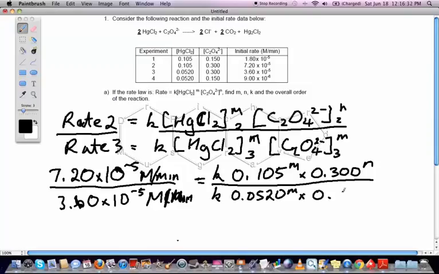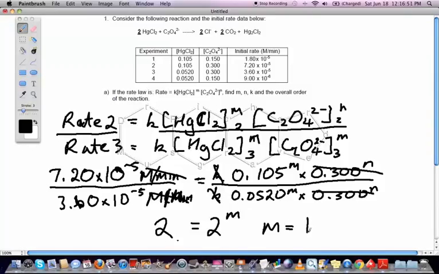And you can see that these two values are going to end up cancelling. K's will end up cancelling. These will end up cancelling. And what we'll end up with is 2 equals, well, it's not going to be exactly 2, but it'll be approximately 2 to the power of m. And this will give me a value of m equals 1. And it's worth saying that m and n are generally going to be whole numbers, so we don't have to work with exact numbers here. As long as we can get a whole number for m and n, we're good.